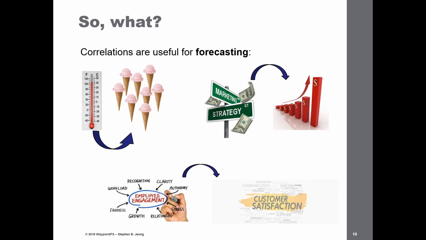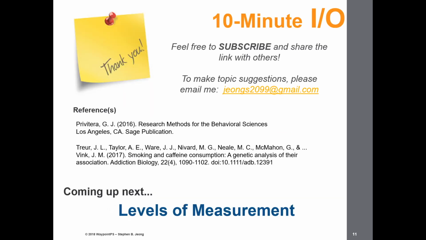Last example here I show is employee engagement. If you know that there's a positive relationship and you know the strength of that relationship between employee engagement and customer satisfaction, you can estimate, if you were to improve engagement by a certain amount, how much customer satisfaction will increase. So it can be very useful, especially when it's used in multiple regression where you have multiple variables combined into a single analysis.